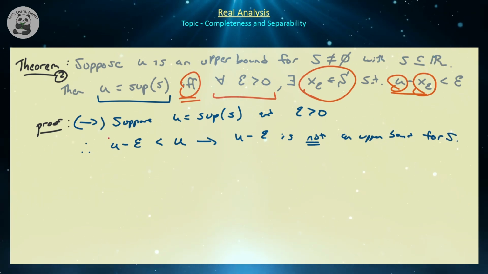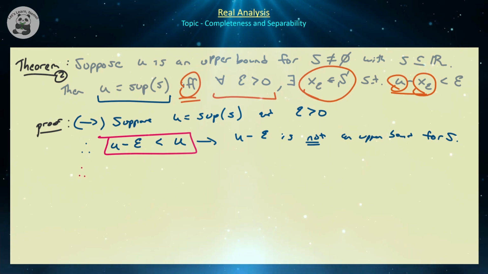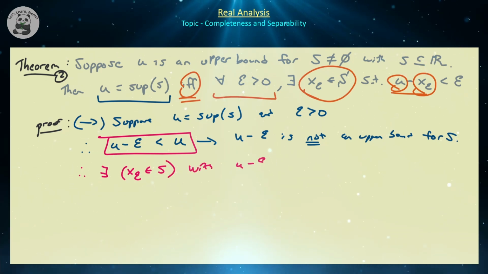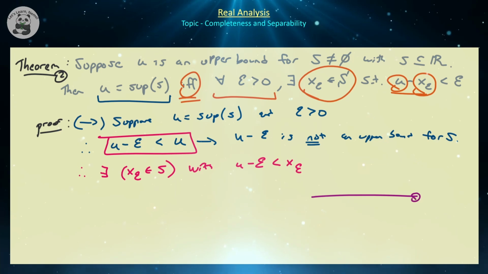So since this is true, that means there exists some x that depends on epsilon that belongs to S, with U minus epsilon being less than x epsilon. So let's sort of think about why that is the case, right? So let's sort of draw our picture. There's our least upper bound U, and there's our U minus epsilon located there. Because if U minus epsilon is still greater than or equal to all those values of S, that means U minus epsilon would be an upper bound.